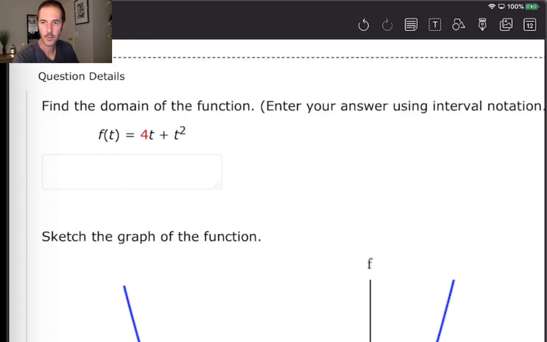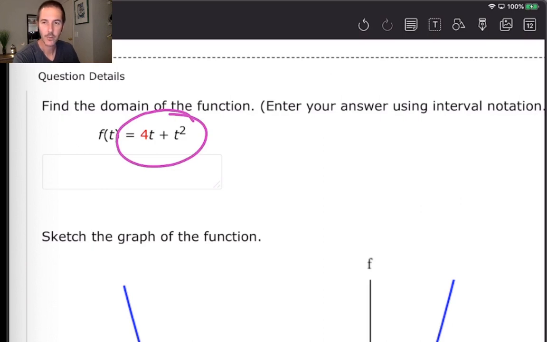Find the domain of this function. Are there any restrictions in here? Is there any danger of division by 0? I don't see any fractions, so I don't think there's any danger of division by 0. Is there any danger of square rooting a negative number? Well, I don't see any square root symbols, so probably not.